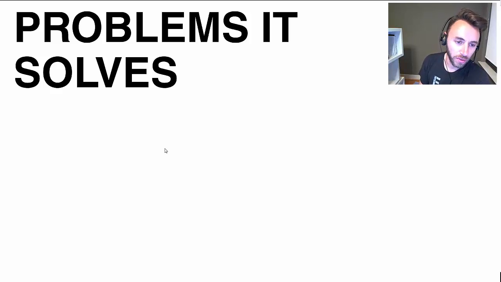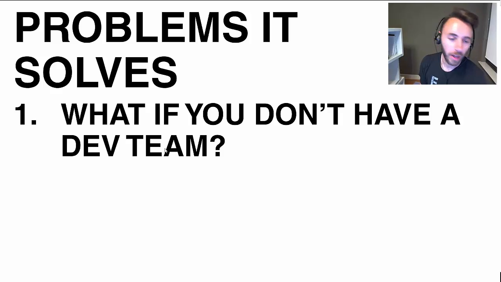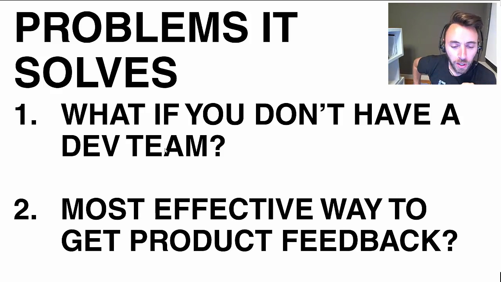So, problems we're going to solve for you with this exercise. What if you don't have a development team? Like what if you're not a developer yourself, you don't have access to a team, you don't have money to pay them, all that kind of good stuff. We're going to answer that question. And number two, we're going to help you come up with the most effective way to get product feedback. The fastest way to get the feedback, fastest way to respond to that feedback, basically the fastest way to know if you're solving the problem.